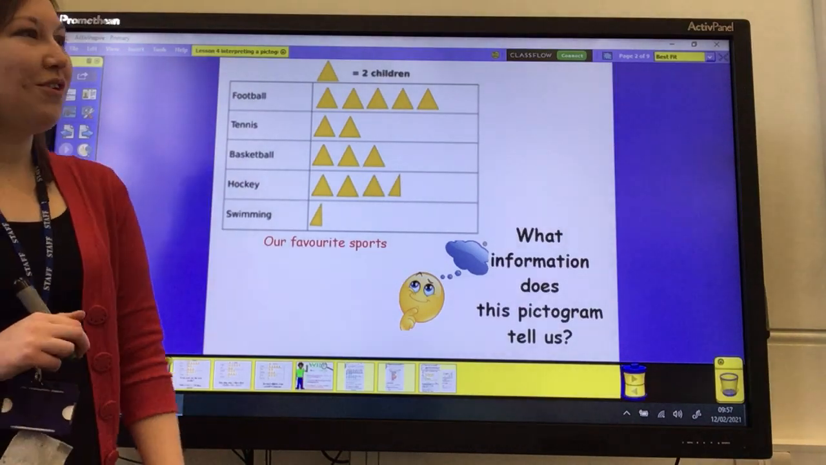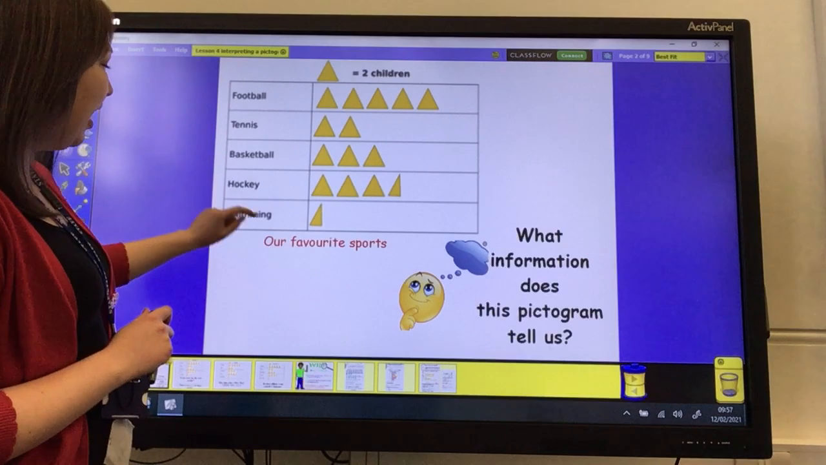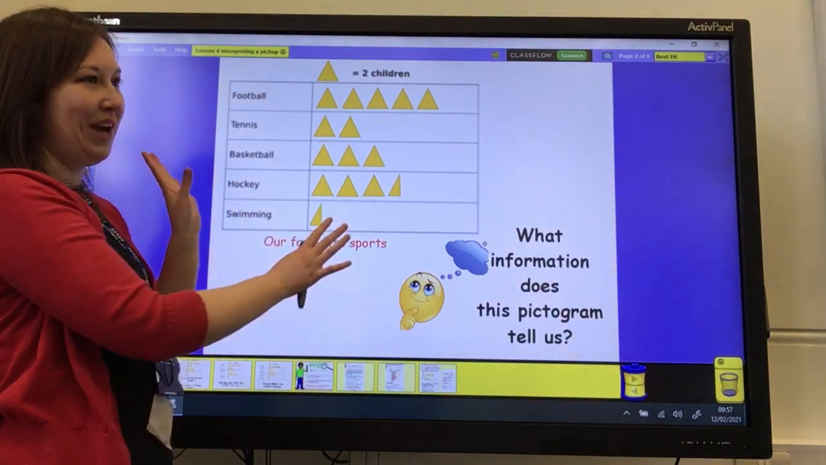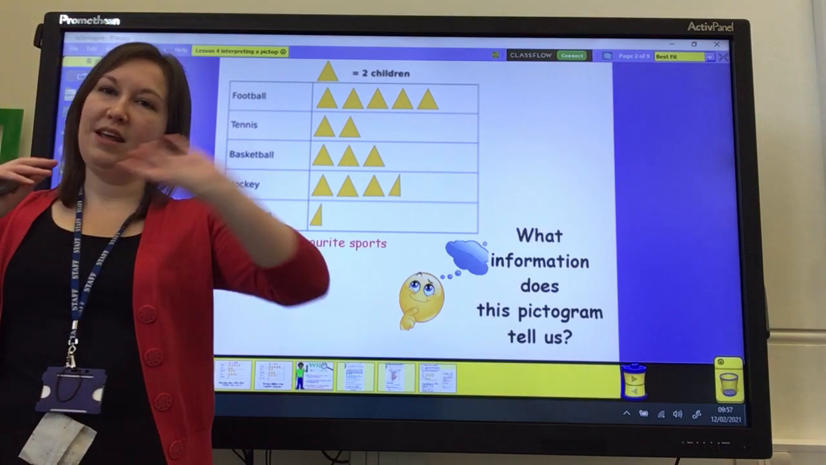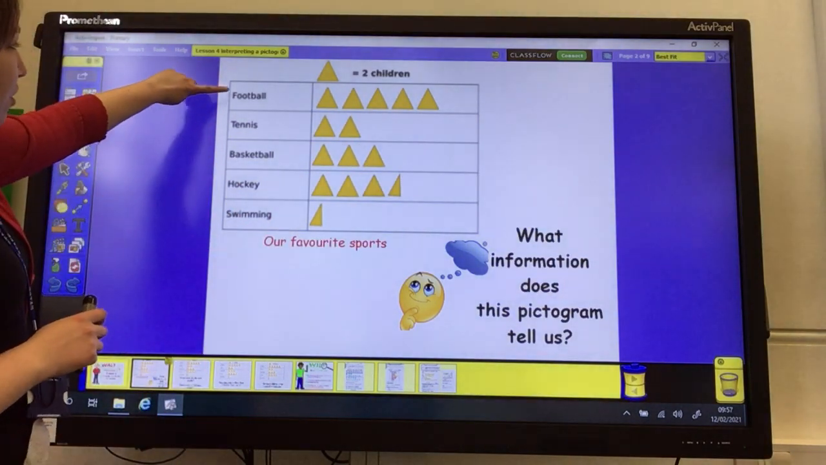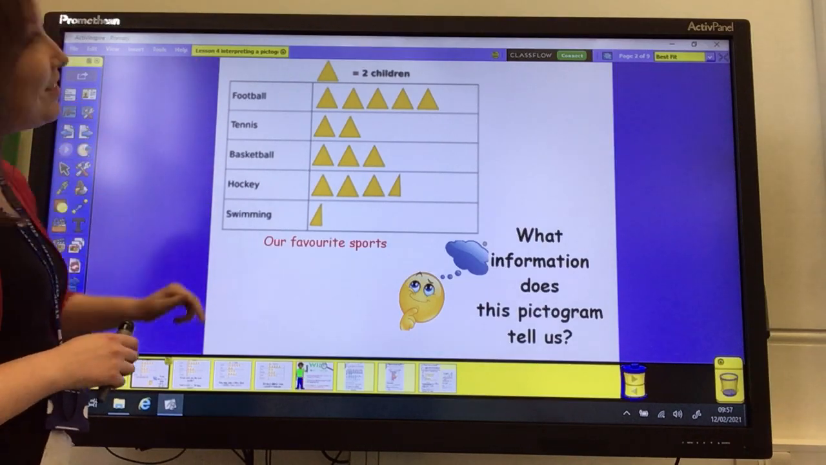Today we've got another pictogram, this time about our favourite sports. And this time our pictogram is the other way round. Rather than vertically, it's horizontally, and that's okay. So let's have a look. We've got football, tennis, basketball, hockey and swimming.